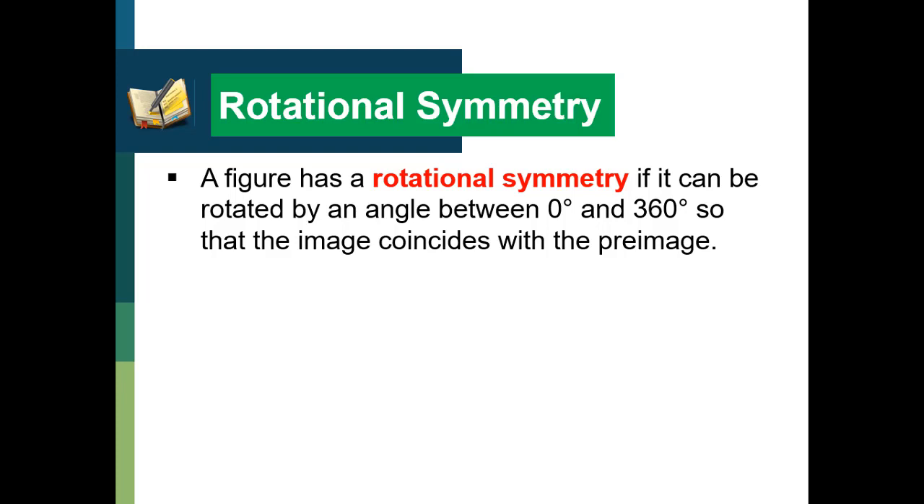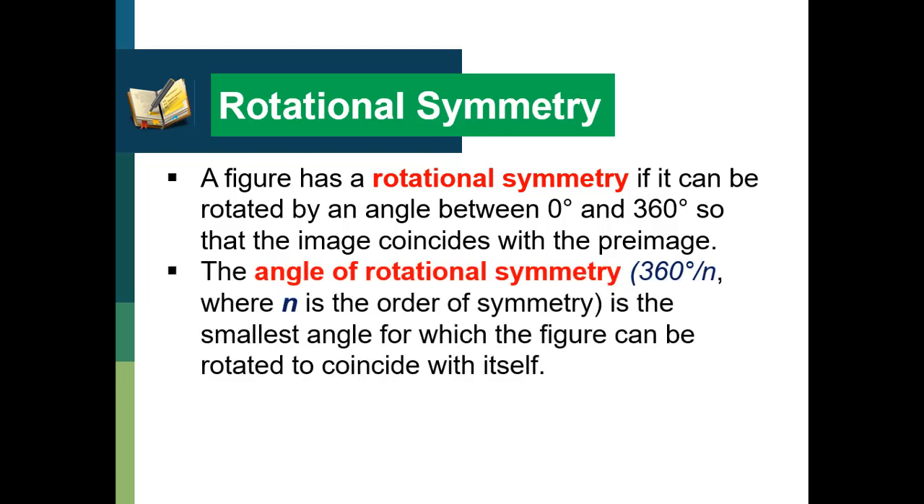a rotational symmetry. The angle of rotational symmetry, which can be computed by dividing 360 degree by n, where n is the order of symmetry, is the smallest angle for which the figure can be rotated to coincide with itself. For example, if you will rotate a certain object 60 degree, and if it coincides with the original object, then an object has 60-degree angle of rotational symmetry.